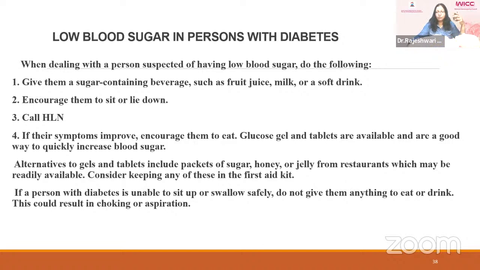And then if you don't know what medicine has to be given, what has to be done, you can immediately call the helpline number and take the person to the hospital. You can do all these things. And if their symptoms improve, encourage them to eat. Tablets, whatever medication it is, give the medications too. These are good ways to increase the blood sugar and the patient starts feeling better.